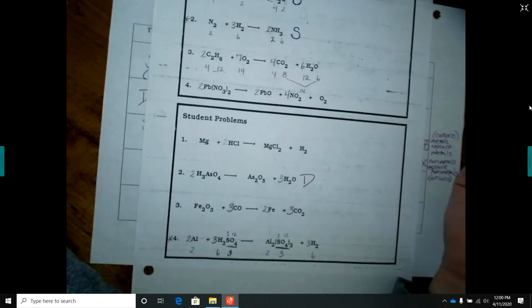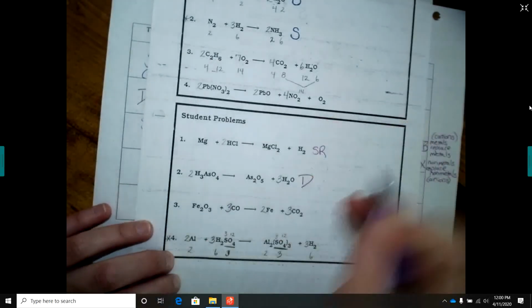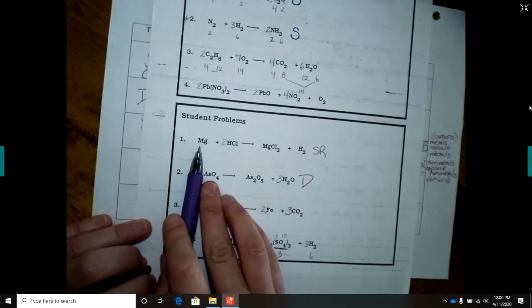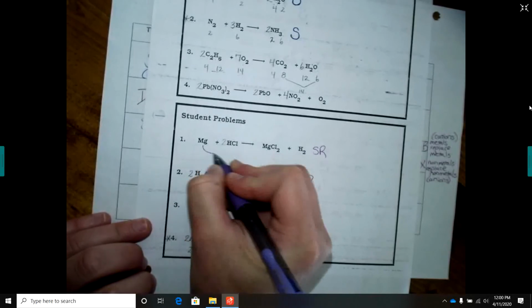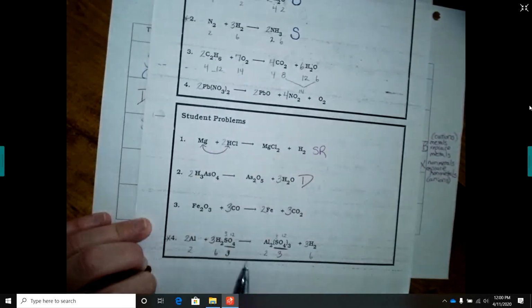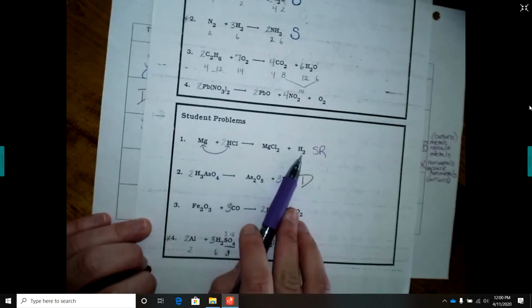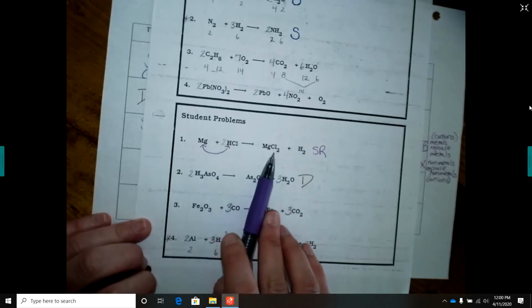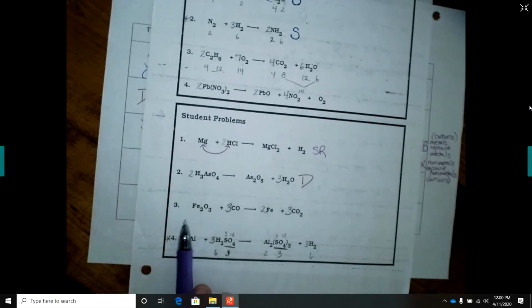So the first one I see is number 1 down here at the bottom. This is single replacement because magnesium is single on the left. You'll notice that magnesium and hydrogen switch places. So now hydrogen is replaced, hydrogen is single, and magnesium is now with chlorine. So that's an example of a single replacement reaction. I also have students sometimes think that number 3 is single replacement. It is not.